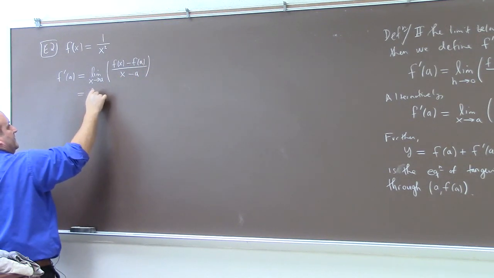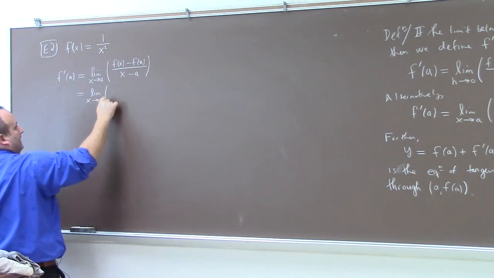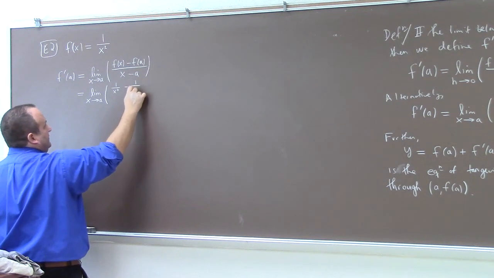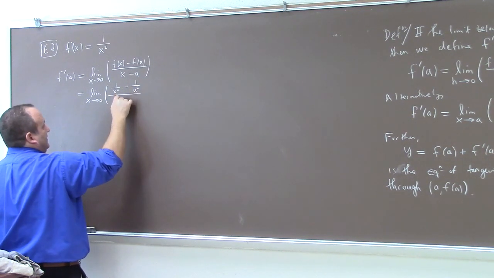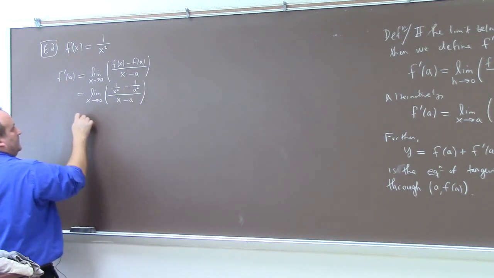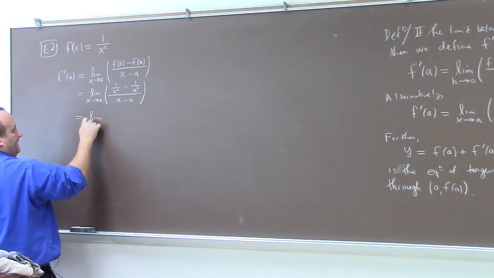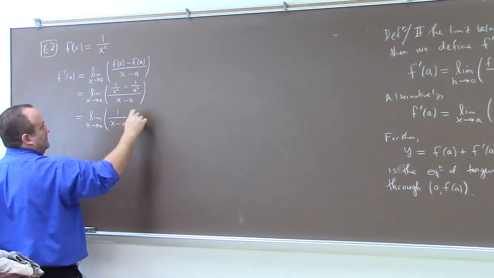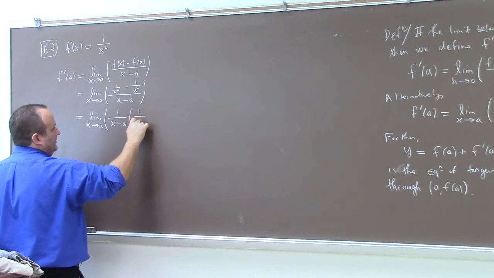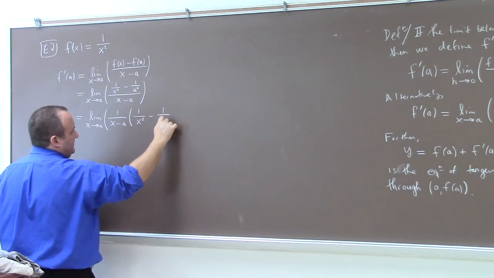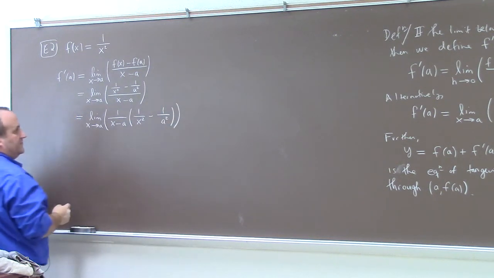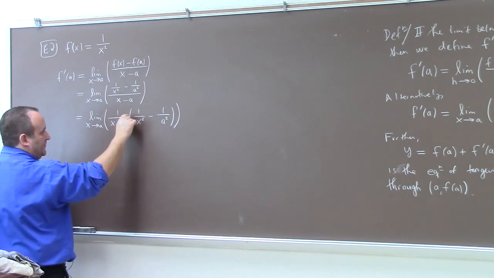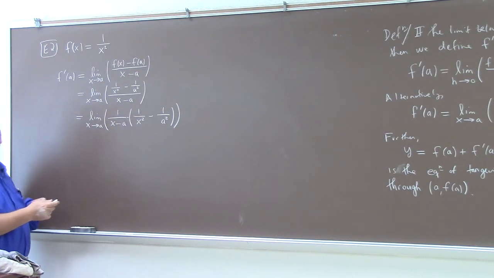Okay, so for this function, we've got 1 over x squared minus 1 over a squared, divided by x minus a. So I'm going to rewrite that a little bit differently. I'm going to write that as 1 over x minus a times the fraction 1 over x squared minus 1 over a squared, right? Those are the same. I'm just reformulating this compound fraction as multiplication by a reciprocal because it's easier to think about that way. Are you guys with me?